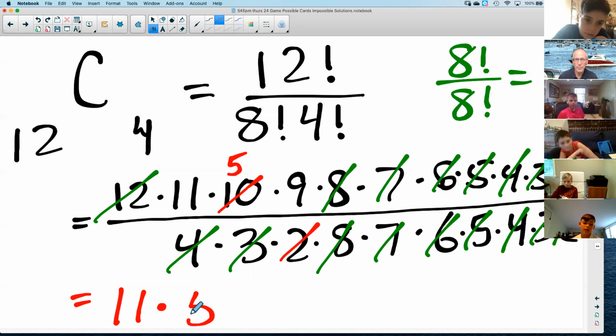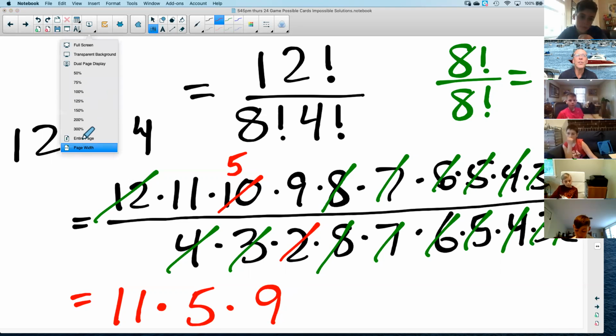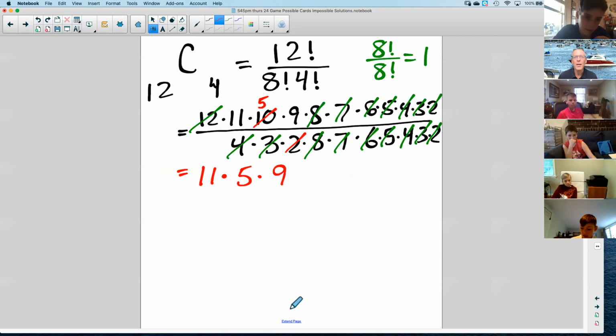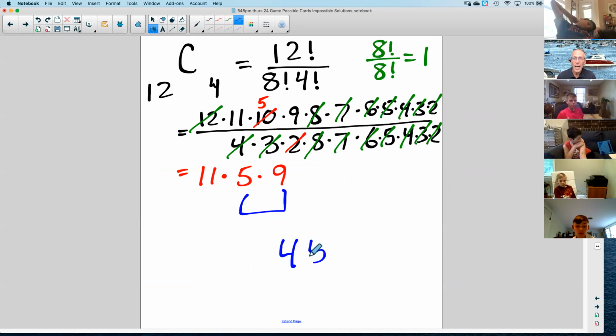11 times 5 times 9. Now, I'm going to teach you guys a little trick. Whenever I have the number 11, I never multiply it first. I always multiply my 5 times 9, which is what? 45. And I write the number down twice.